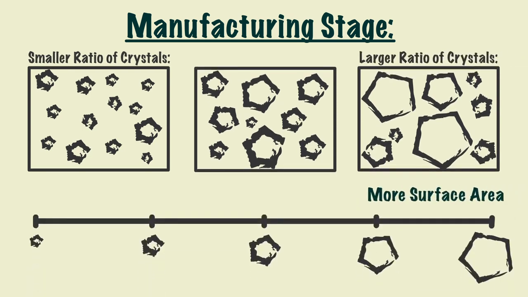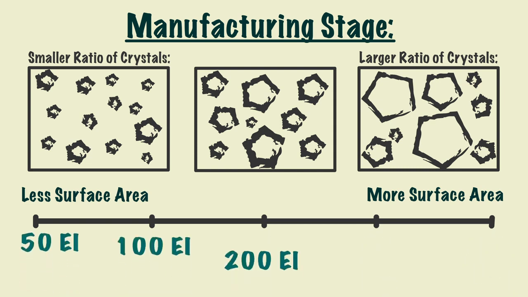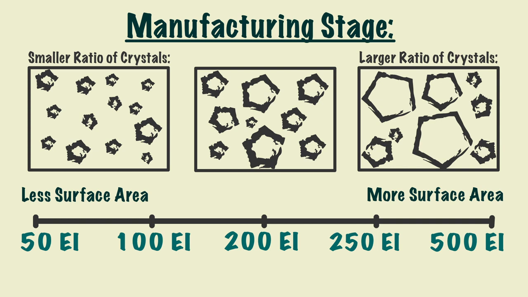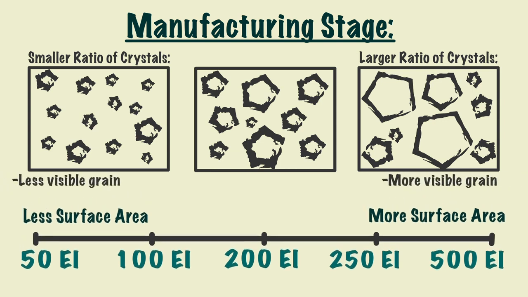Larger crystals have more surface area to capture light than smaller crystals. Therefore, by adjusting the sizes of the crystals, you adjust the exposure index. The higher the exposure index, the larger the crystals are. However, the larger the crystals are, the more visible the grain is. This is why faster stock appears to have grainier footage.